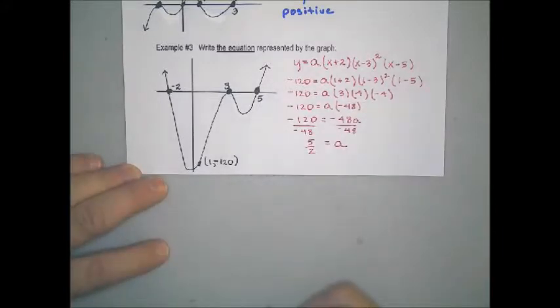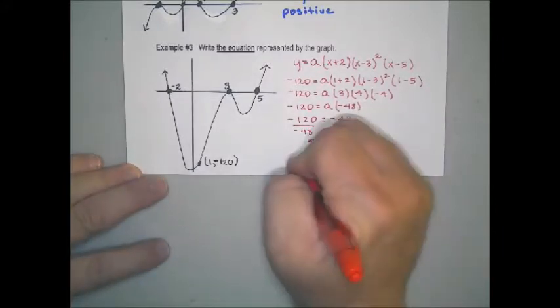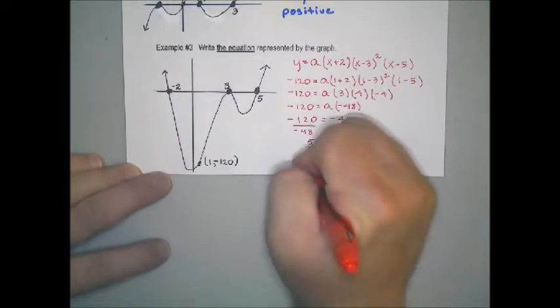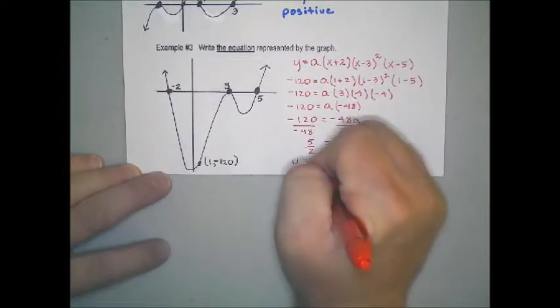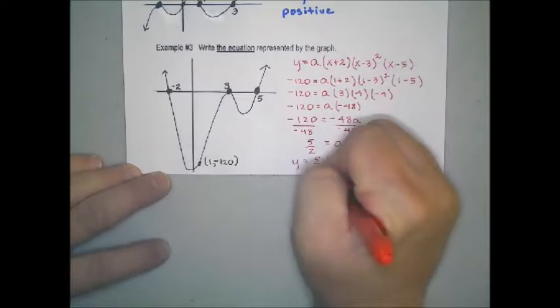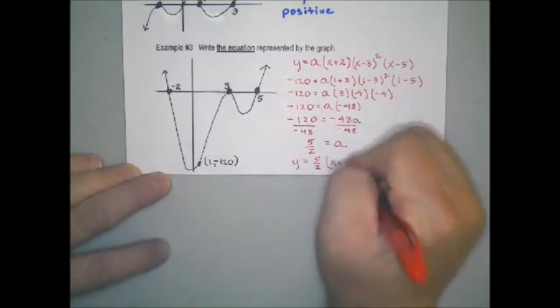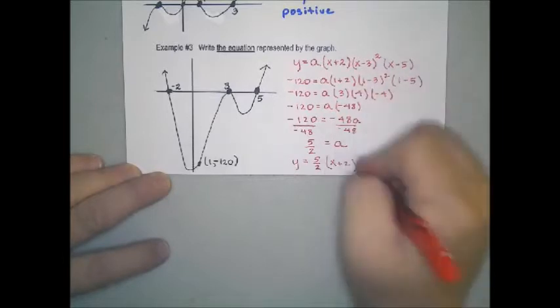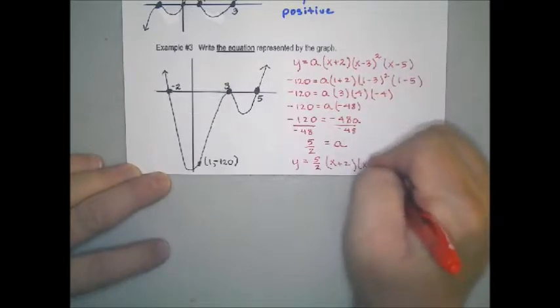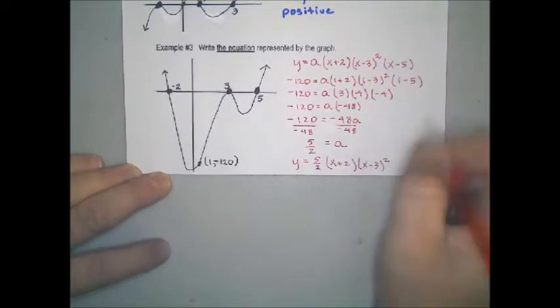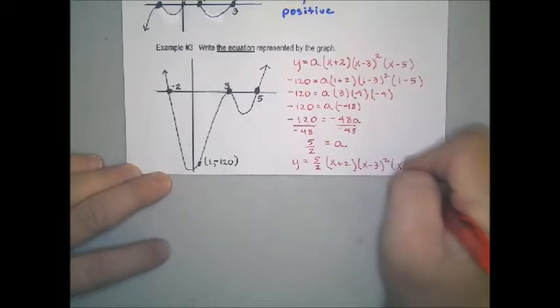So that gives us the equation y equals 5 over 2, and then all the factors. x plus 2, x minus 3 quantity squared, and x minus 5.